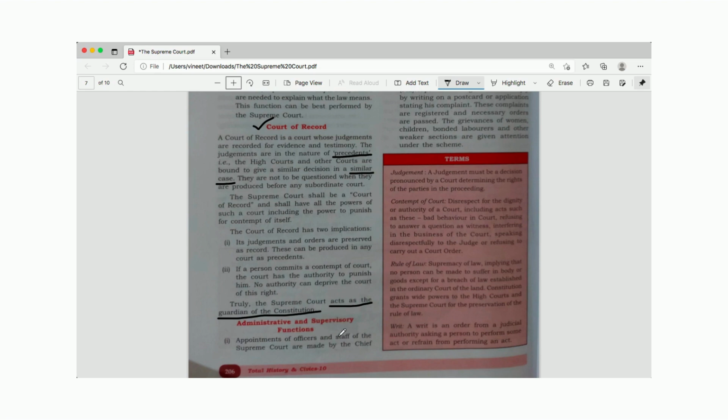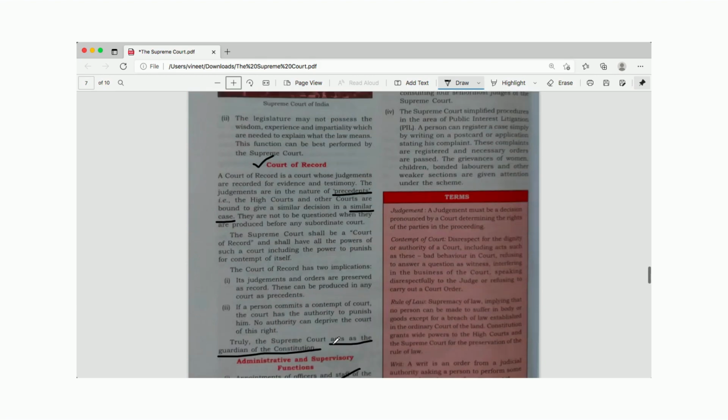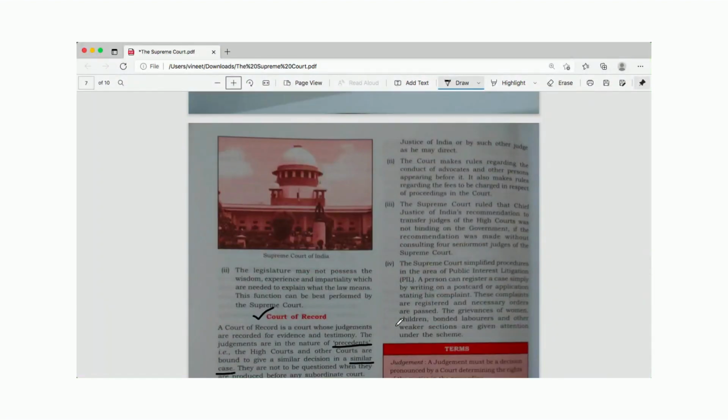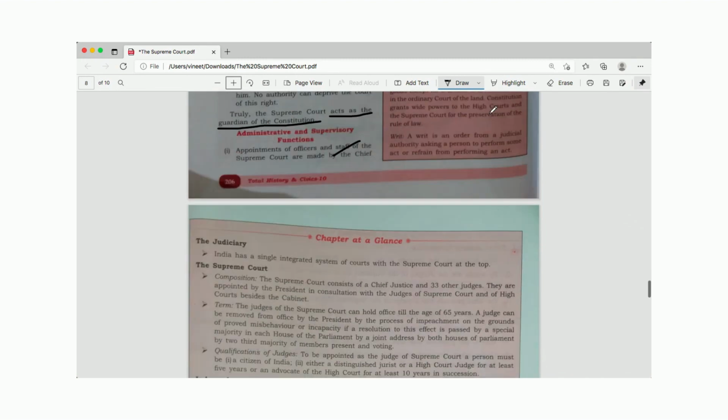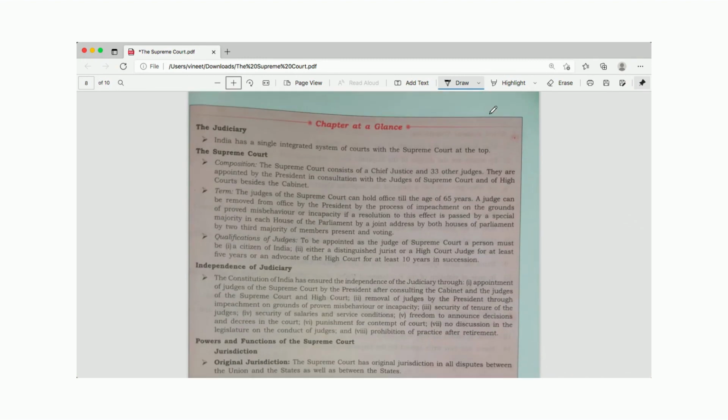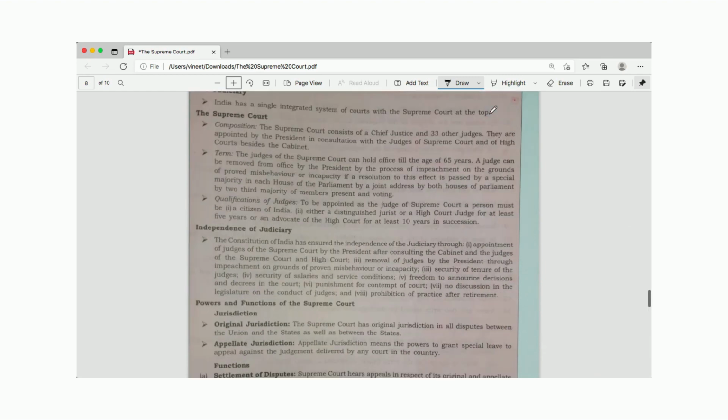Then you have administrative and supervisory functions. This you do not need to do. You can cancel it, children. So that is all about the chapter on Supreme Court. These terms you just need to read. You will not be asked in exam definitely, but these will help you to understand the chapter very well. So you may read these terms and always go through the chapter at a glance. It really helps you to revise the chapter quickly just before the examination.